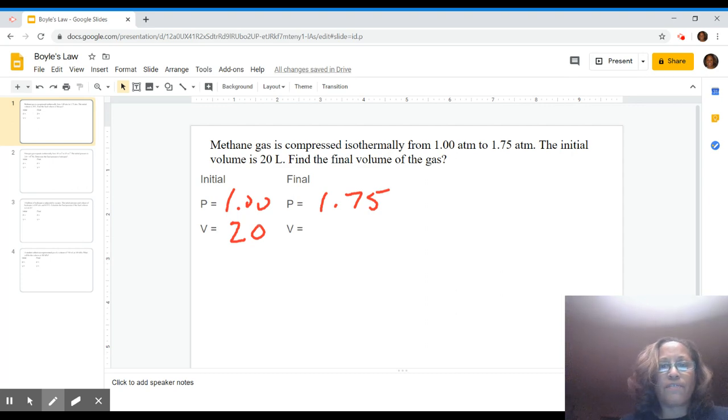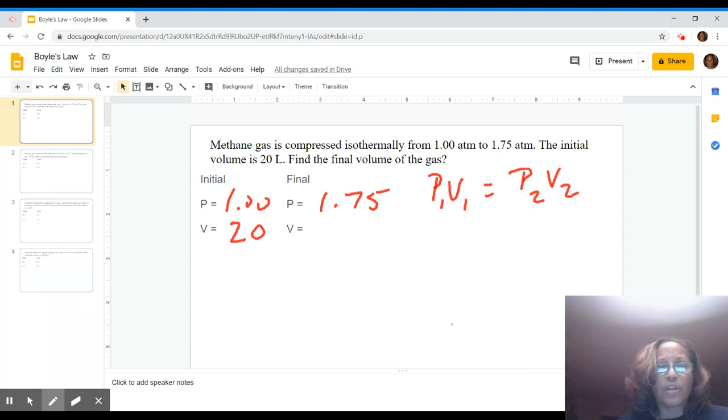And then in order to find out what the final volume is, we're going to use this equation. P1V1 equals P2V2. Initial pressure times initial volume, set it equal to the final pressure times the final volume. And we're going to plug the numbers in and solve.